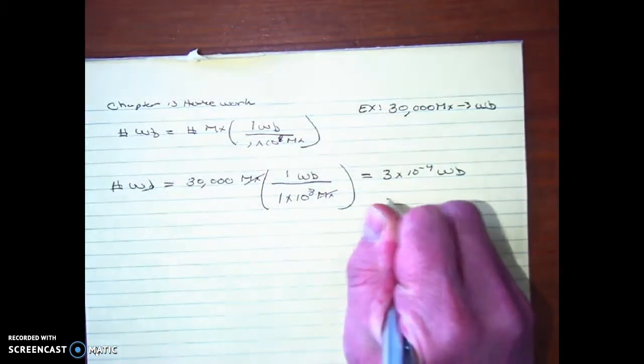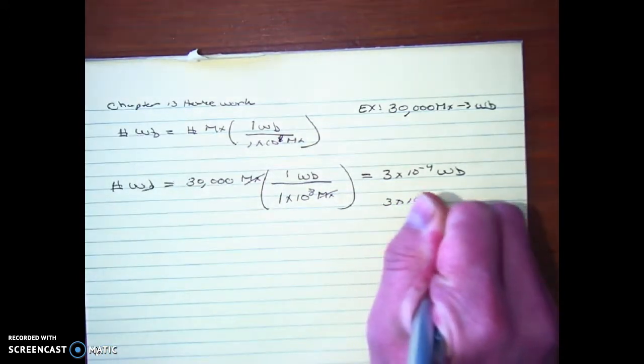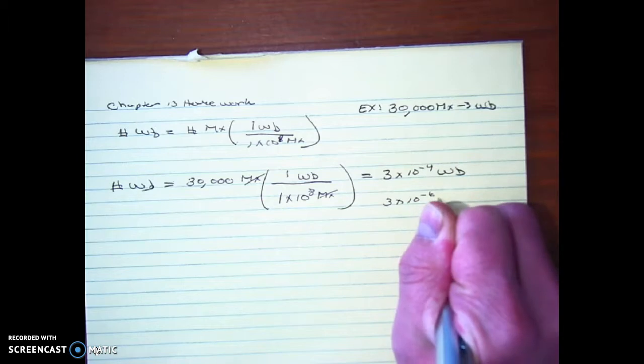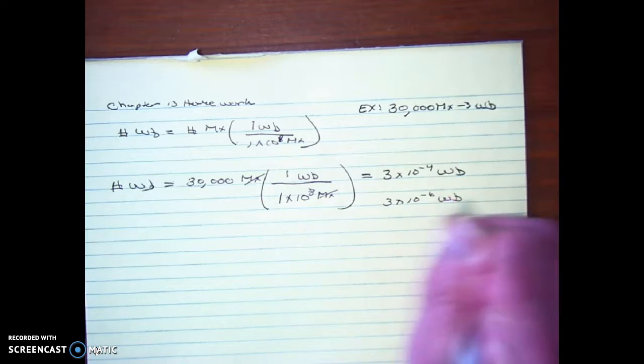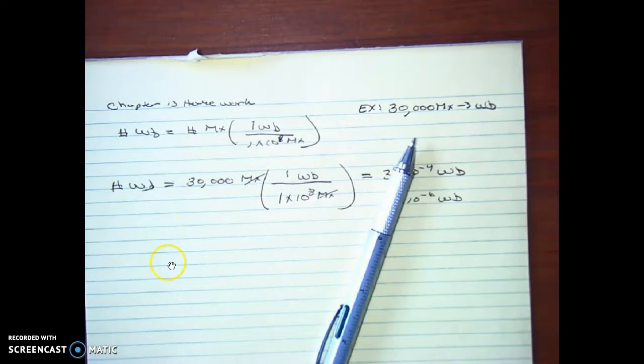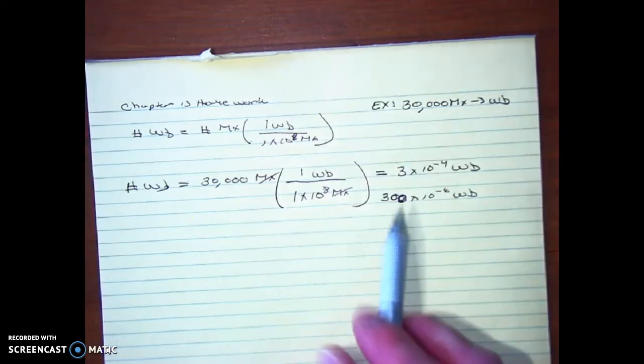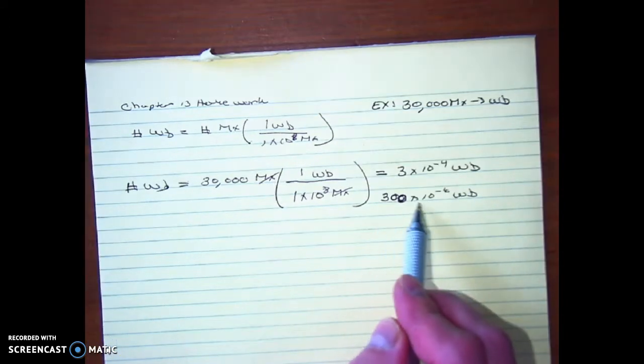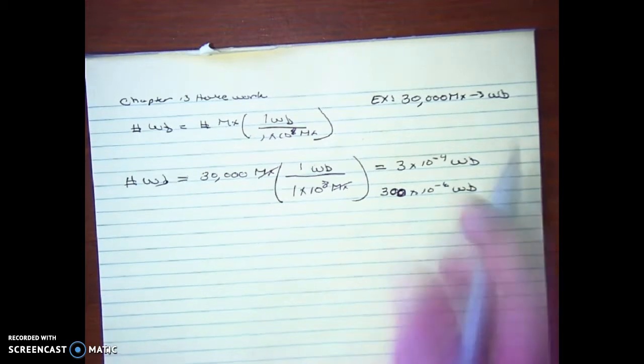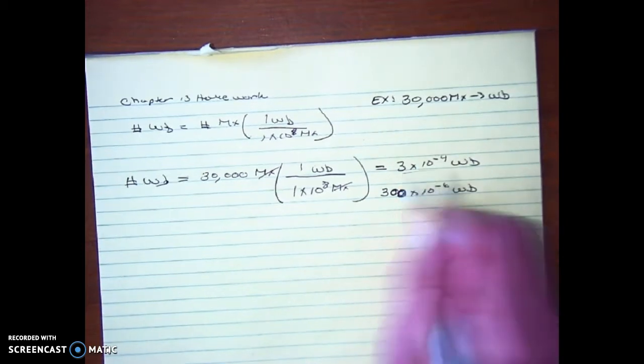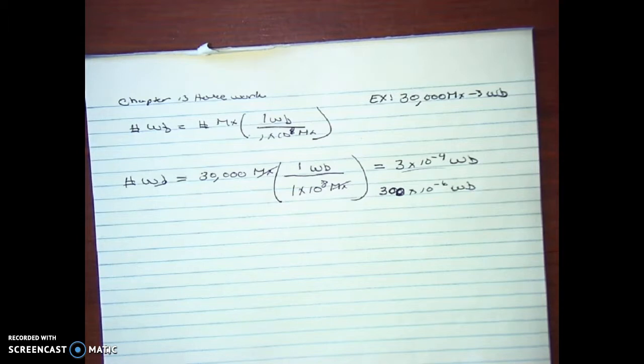Also represent this as 3 times 10 to the minus 6th Webers. We can also represent this as 300 times 10 to the minus 6 Webers. So both are correct answers, but this is the one I would accept on your tests and quizzes. So let's say we want to find the number of Maxwells.